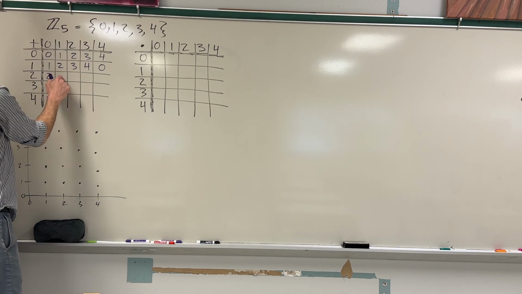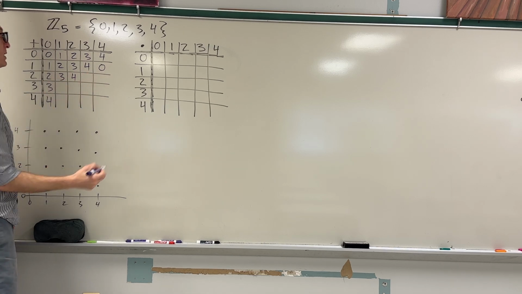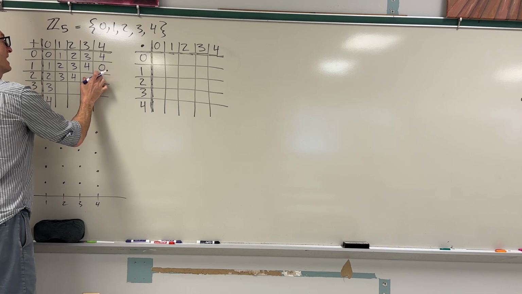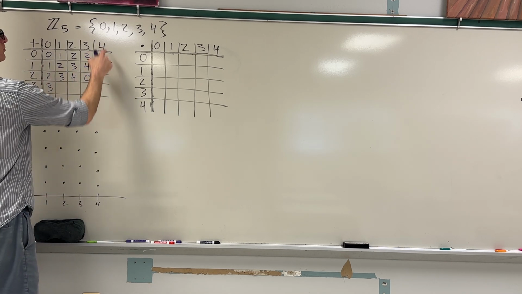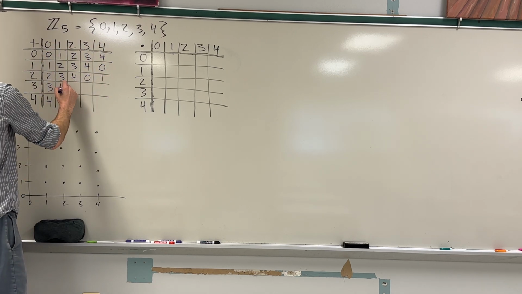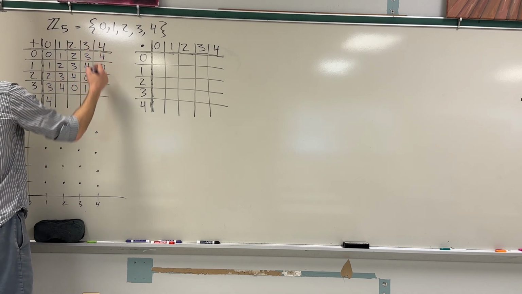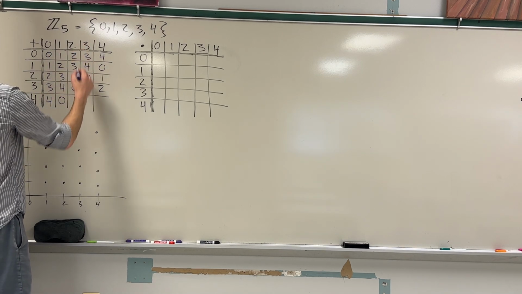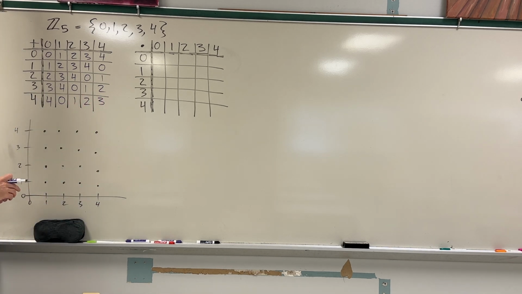Okay, so now going a lot more quickly, 2 plus 1 is 3, 2 plus 2 is 4, 2 plus 3 is 5, and 5 is just equivalent to 0 mod 5. 2 plus 4 is 6, which is equivalent to 1 mod 5. 3 plus 1 is 4. 3 plus 2 is 5, but that's 0. 3 plus 3 is 1. 3 plus 4 is 2. 4 plus 1 is 0. 4 plus 2 is 1. 4 plus 3 is 2. And 4 plus 4 is 8, which is 3. Okay, so this is the addition table.